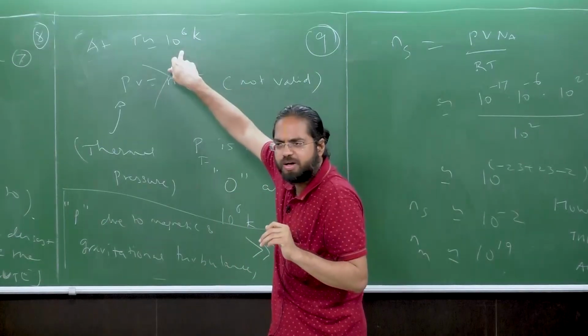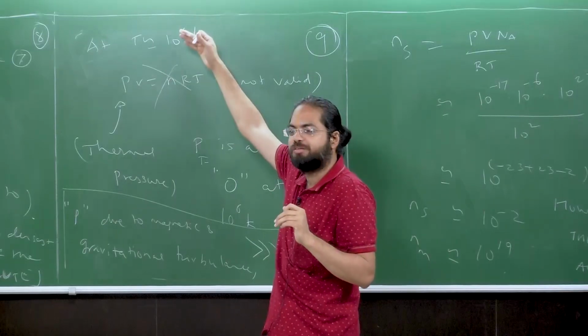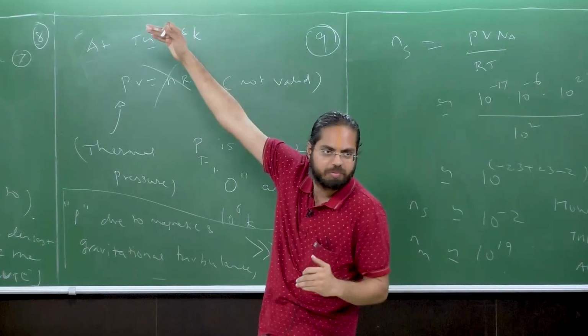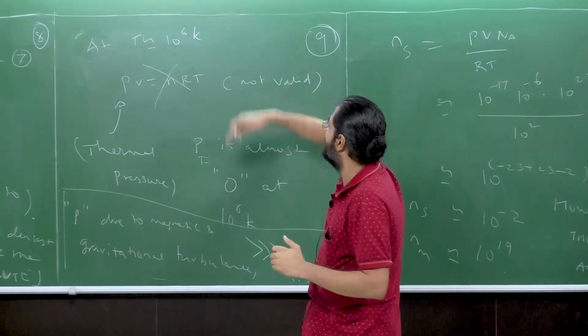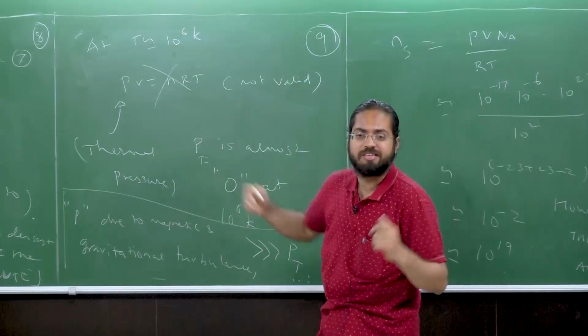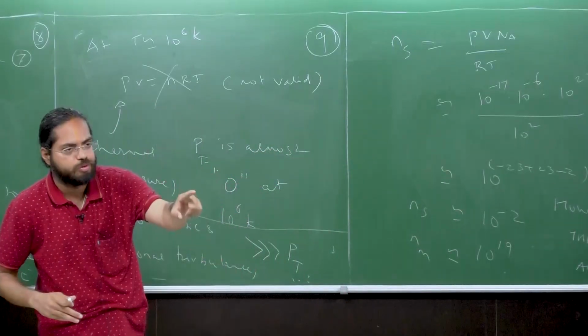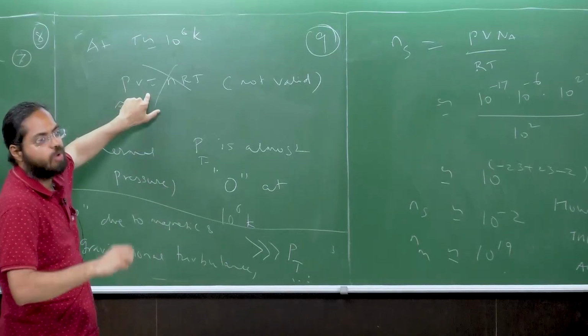You may be confused at this stage slightly. After all, on Earth, we keep saying that the ideal gas is more valid at high temperatures, right? At high temperatures and very low pressures. But I'm saying that at very high temperatures, the thermal pressure is not even existent. So I will clarify this in the tutorials if you're confused as to why this equation is not valid.